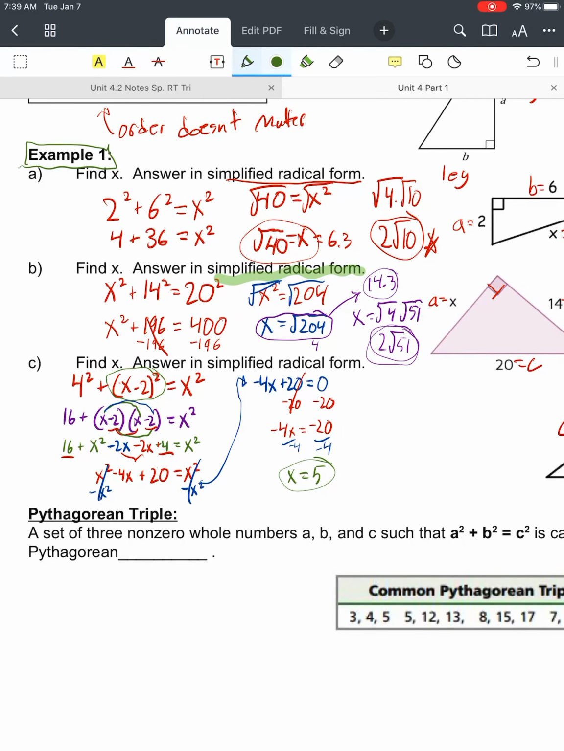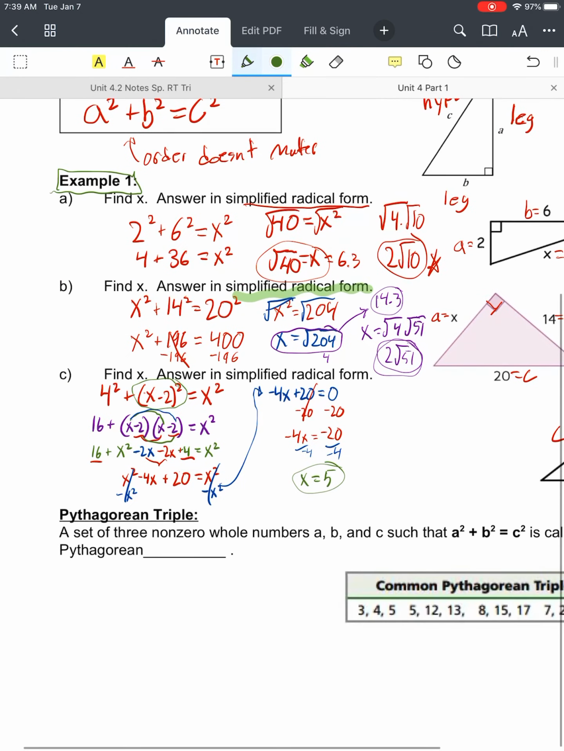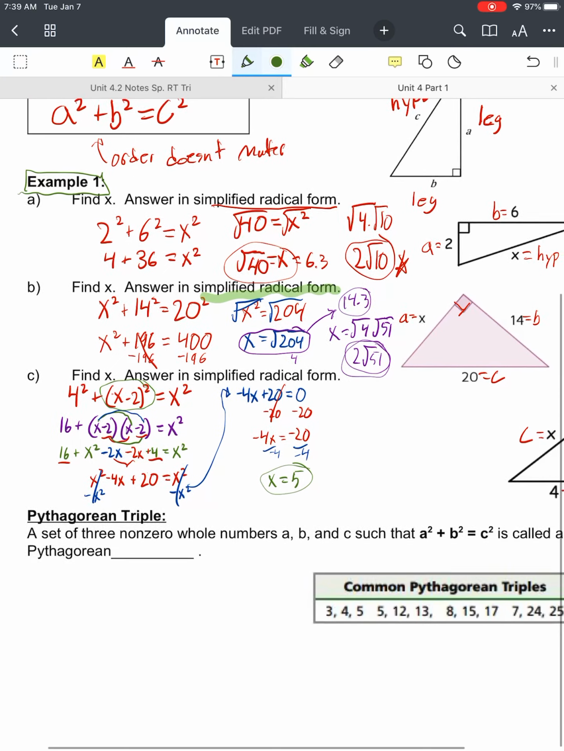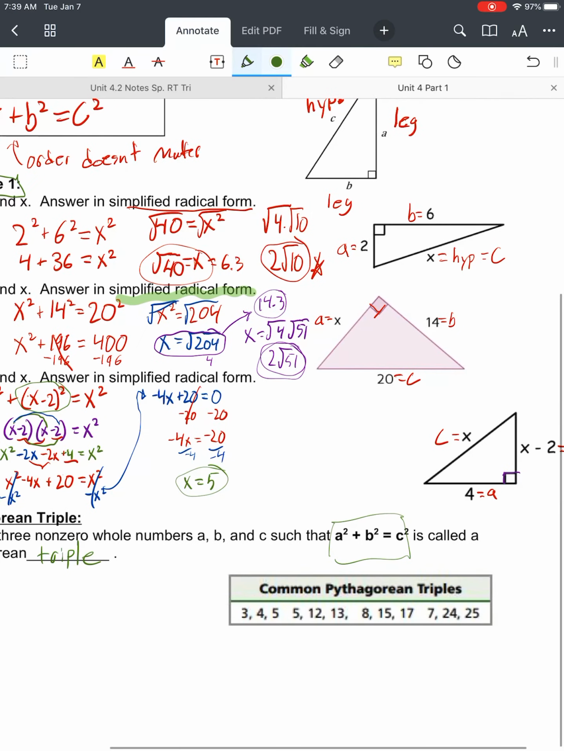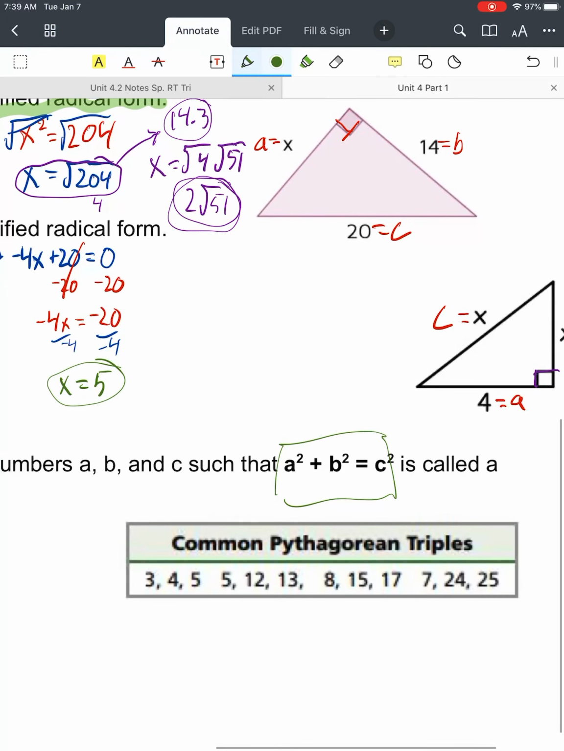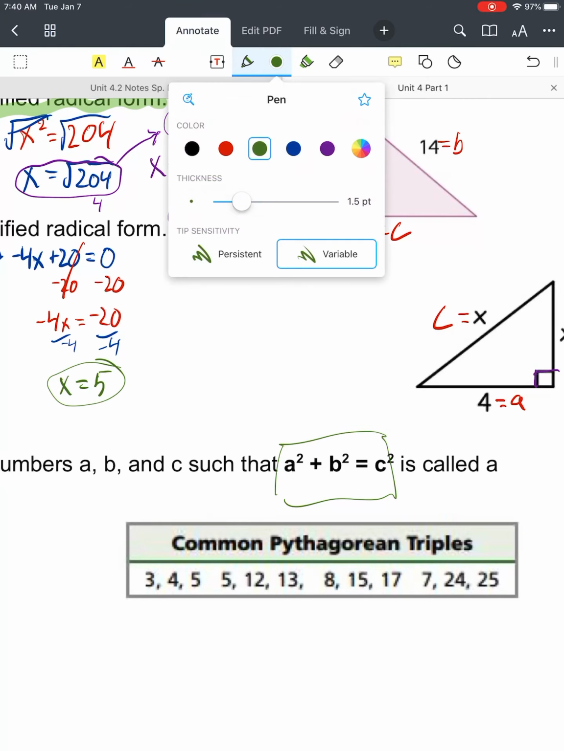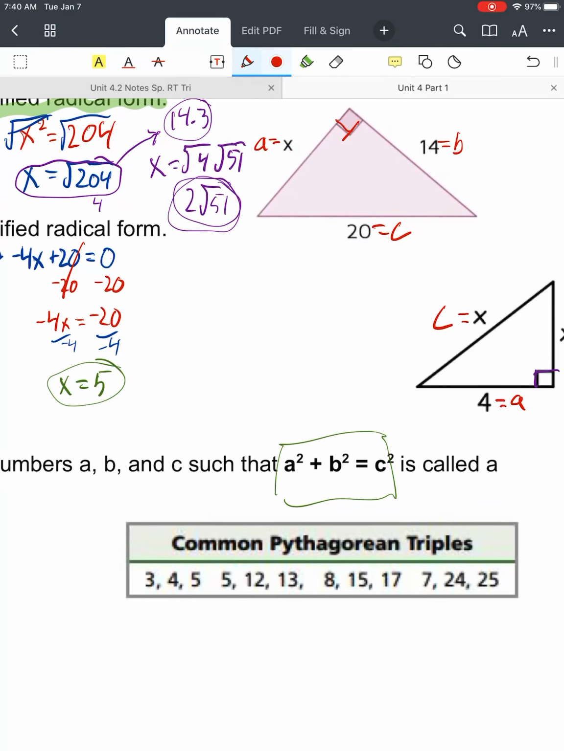So a Pythagorean triple is just a set of 3 numbers basically that works in this Pythagorean theorem. Whenever you have 3 whole numbers that work out in this Pythagorean theorem, we just call it a Pythagorean triple. So here's a couple of Pythagorean triples. Technically there's an infinite amount of them. Basically it can be also any multiple of these.